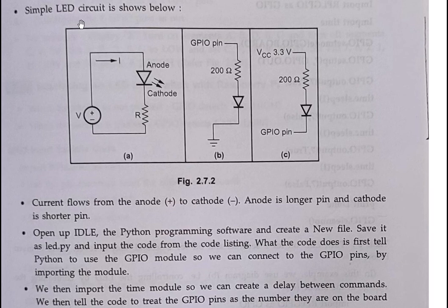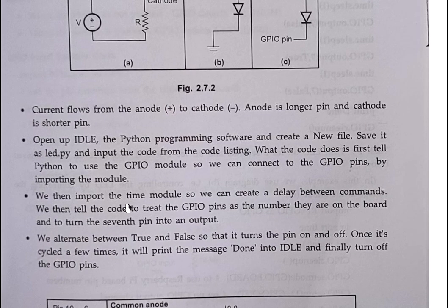A simple LED circuit is shown here, with the voltage and the LED, and how we can turn it on or off. Our GPIO pin is connected to the LED with a 200 ohm resistor, and we can also connect it to 3.3 volts, with the other terminal connected to the GPIO pin. Current flows from anode to cathode. The anode is the longer pin and the cathode is the shorter pin.